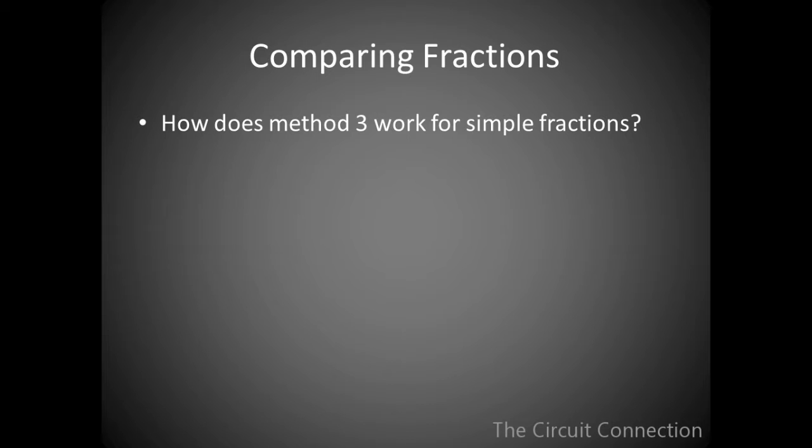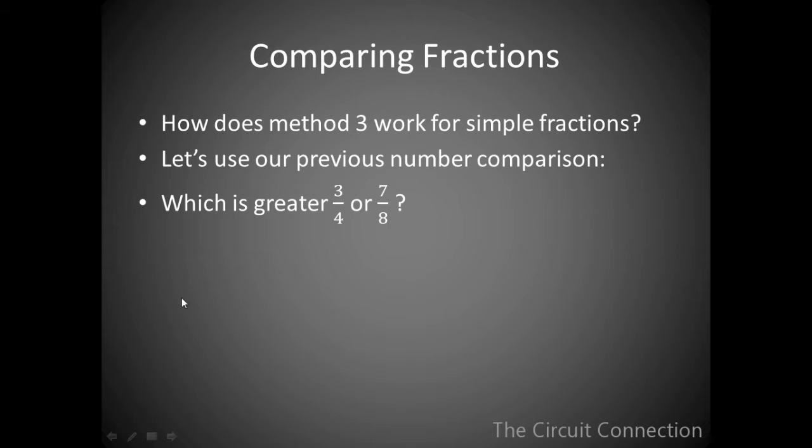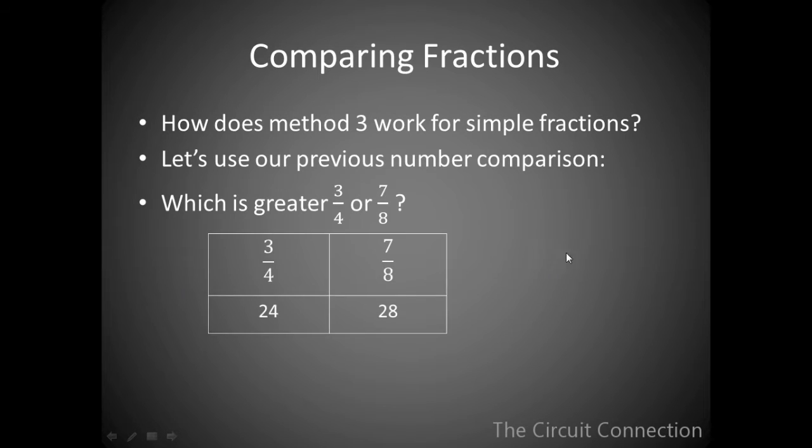Now let's take a look at method 3 for our simpler fractions that we had before, and let's use our previous numbers for that. Which is greater, 3 over 4 or 7 over 8? We'll take our 3 over 4, place it into our left column, 7 over 8 into our right column, and so 4 times 7 gives us 28, 8 times 3 gives us 24. So we can automatically see that 3 over 4 is less than 7 over 8 using method 3.